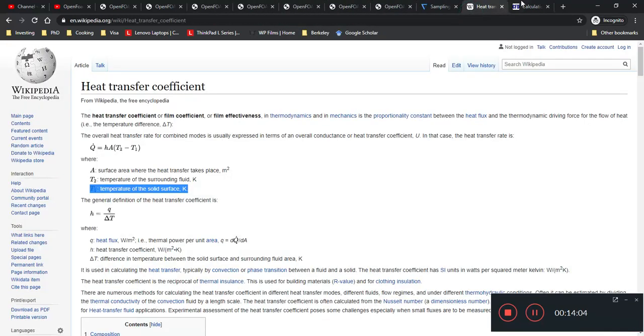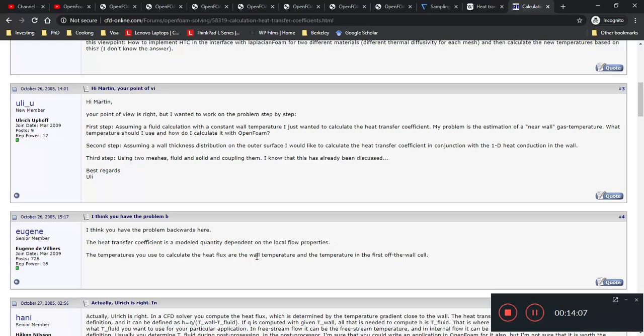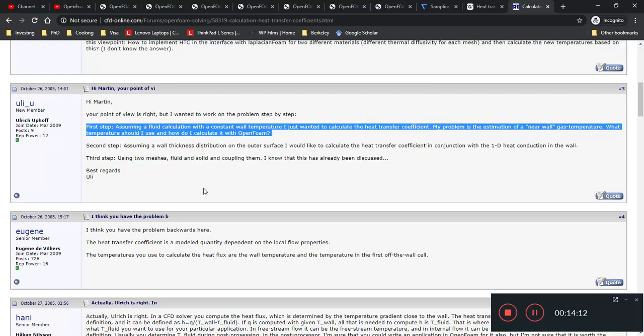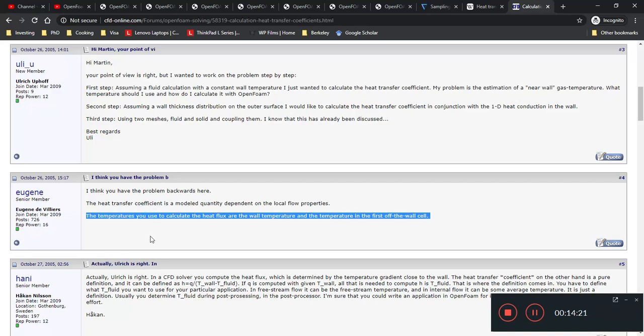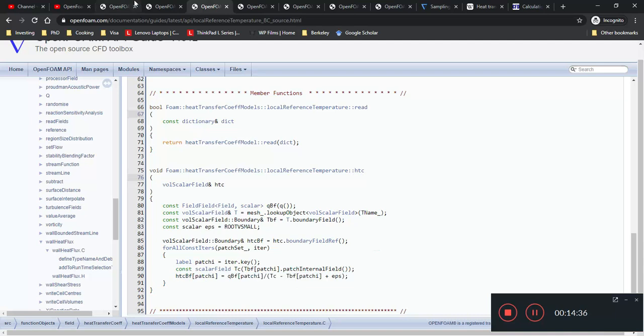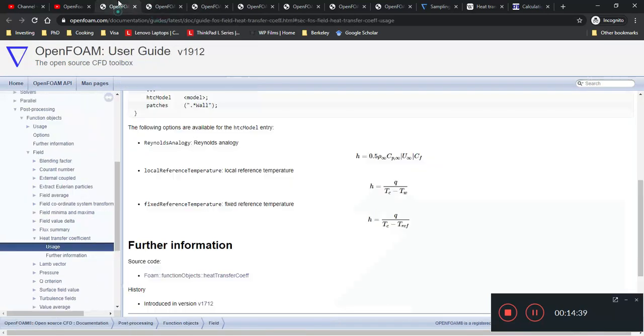I think we have some things here. Yes, this guy is assuming a fluid calculation with constant wall temperature. I'm going to calculate the heat transfer coefficient. Okay, so this guy Eugene says the temperatures you use to calculate the heat flux are the wall temperature and the temperature of the first off-wall cell. So that's what I was talking about just now. So he has the same idea, and at least the C++ code gives us a little bit of clue into what these temperatures are talking about. So these are all very important for calculating our heat transfer coefficient.